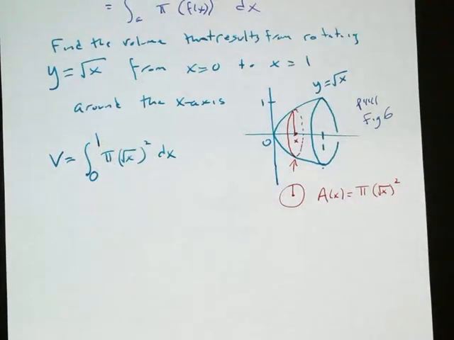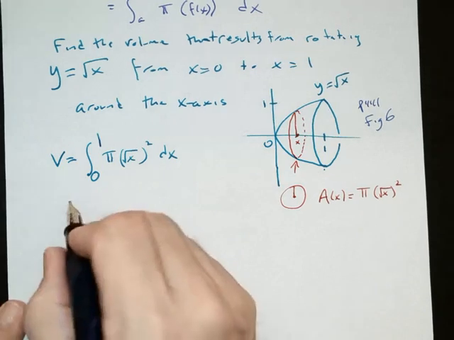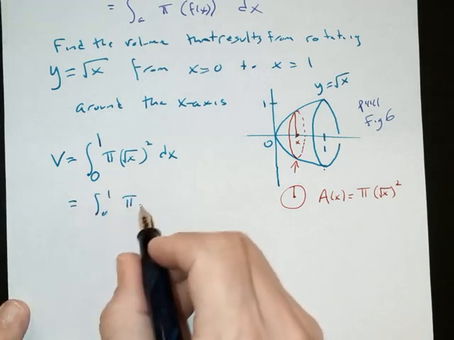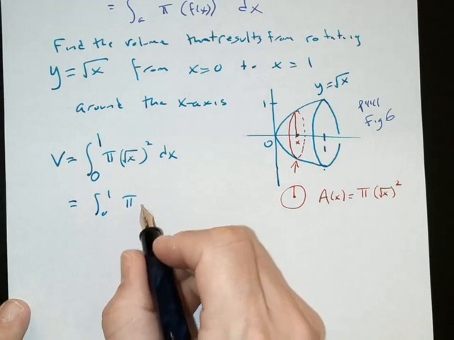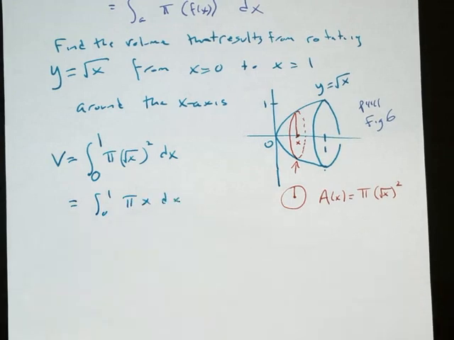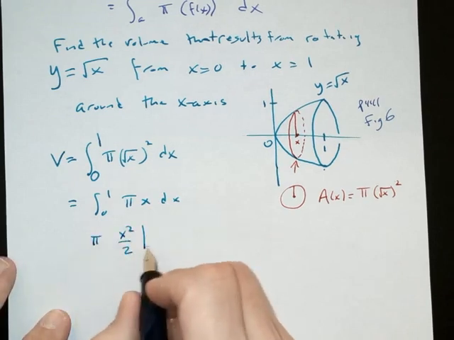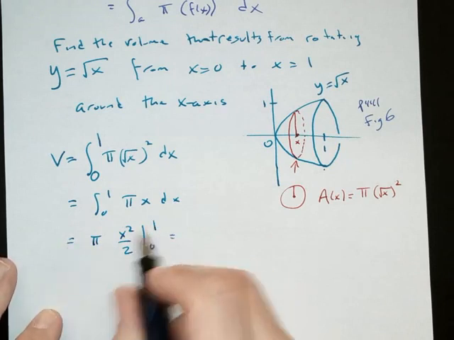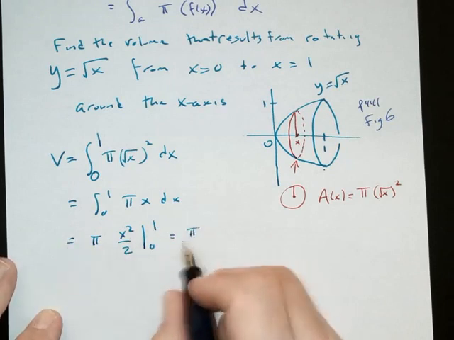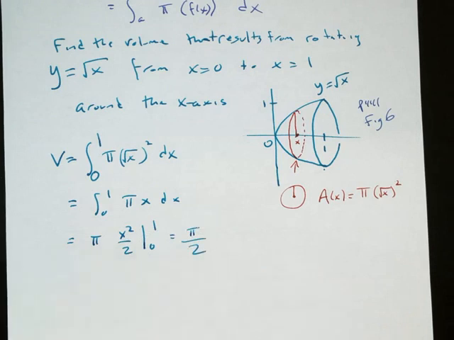Ta-da! When you square a square root, what happens? So I'm just integrating x. I'll pull the pi out front, leave it there because it's a constant. Then I get x squared over 2 from 0 to 1. Well, that's 1/2 minus 0/2, which is just 1/2. Questions?